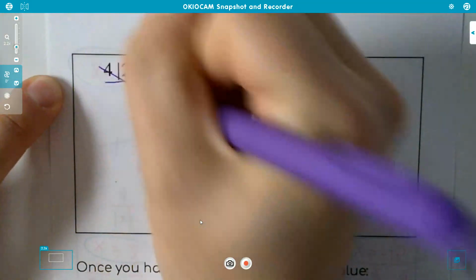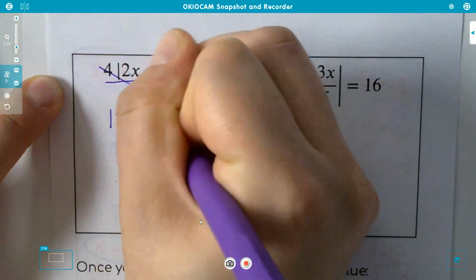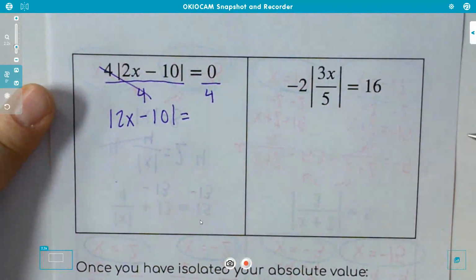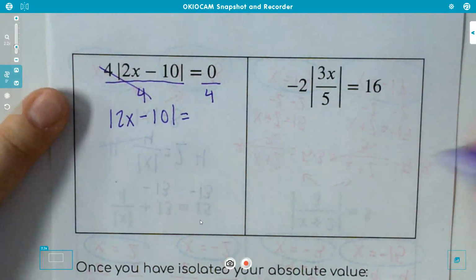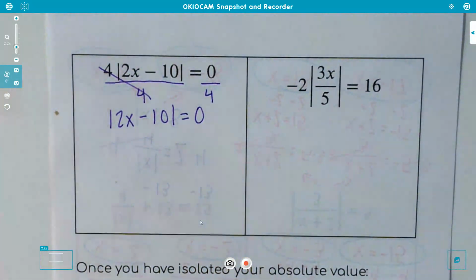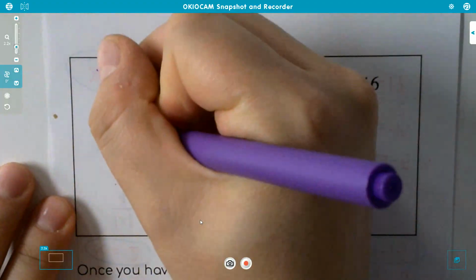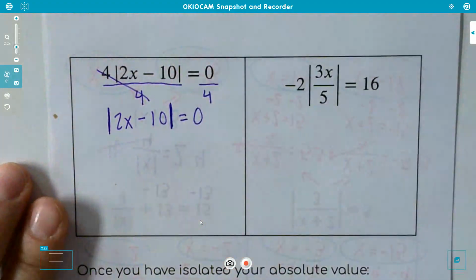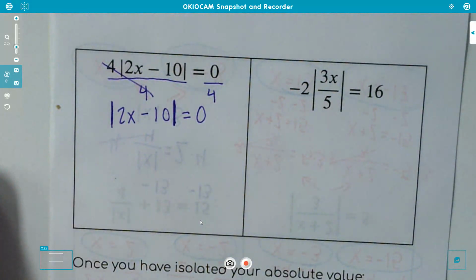I get the absolute value of 2x minus 10 is equal to... What is 0 divided by 4? 0. 0 divided by anything is 0. Cool. I'm going to make my absolute value signs a little bit taller because that kind of looks like a 12. And you guys should too. Make sure you can tell what's an absolute value sign and what's a 1. Okay. At this point, on all of our examples on the front, what would it be time to do? Split. I would split equal to a positive and equal to a negative.